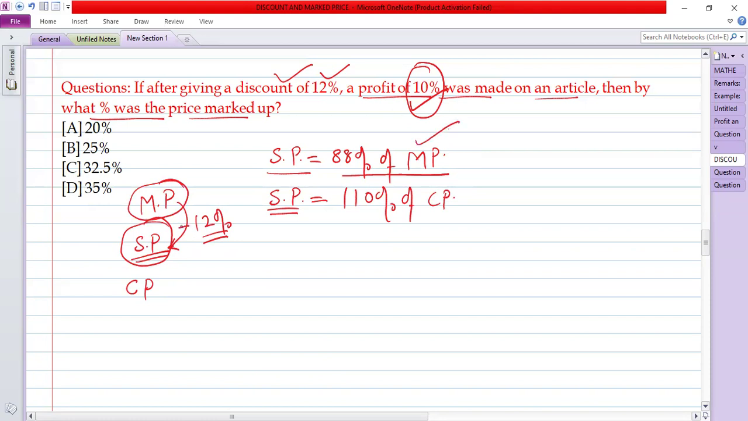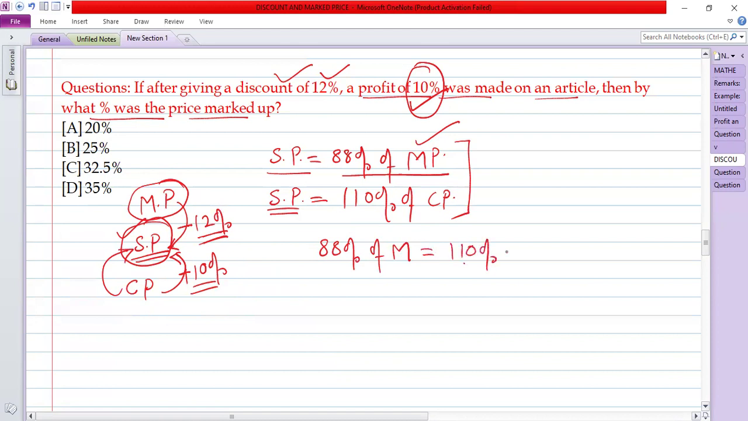So discount is obviously minus 12%. And now the profit percentage is obviously plus 10%. So once again, what will be the selling price? It will be nothing but 110% of cost price. So this 88% of M, where M means marked price, must be equal to 110% of C.